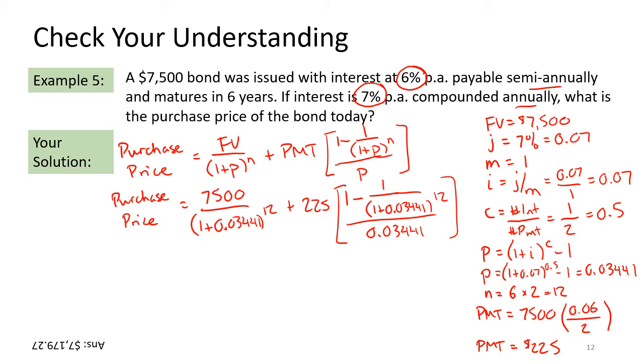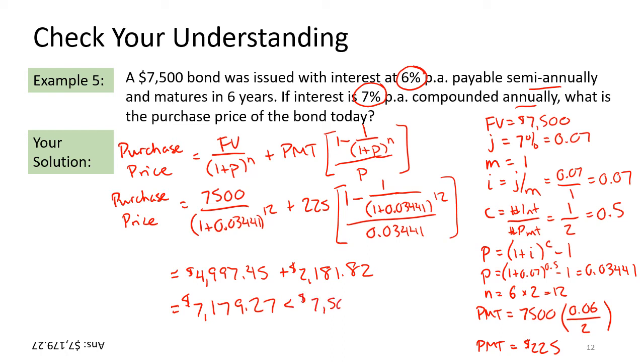And if you calculate each of these out, you get $4,997.45 plus $2,181.82. So if you add those up, that's equal to $7,179.27, which again is less than the face value of $7,500. So it's once again purchased at a discount. Okay?